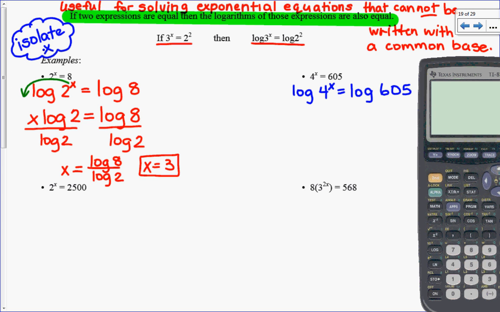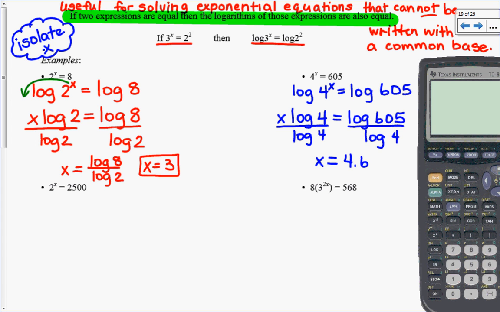Again, I'm going to use the power law to bring the x down in front, so that's the same thing as x times the log of 4 equals the log of 605. Again, like I did before, I need to isolate my x, so I divide by log 4 on both sides. So x equals log 605 divided by log 4, which is 4.62. I'm going to round it to 2 decimal places and leave it at that. That's pretty simple and straightforward, isn't it? Let's try a couple more.